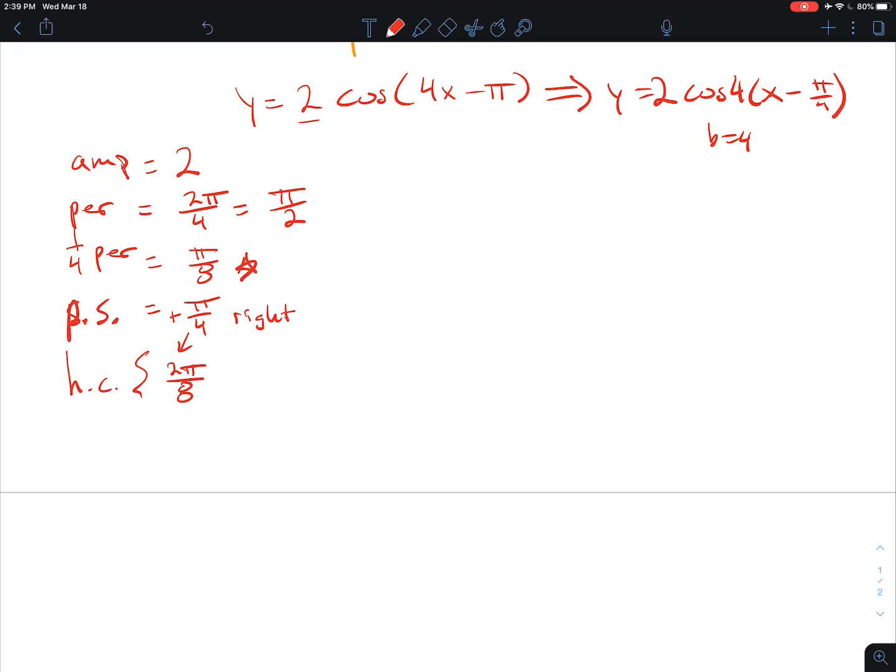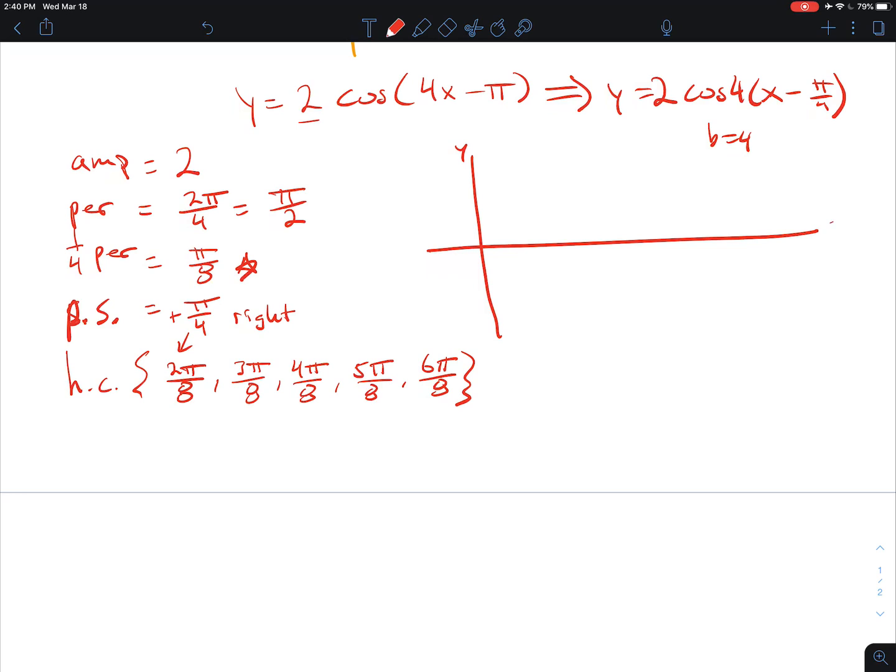So my starting point, which is pi over 4, is also 2 pi over 8, would make the next critical value 3 pi over 8, 4 pi over 8, 5 pi over 8, and 6 pi over 8. And we can take care of simplifying those later. But I've got all those pieces now.